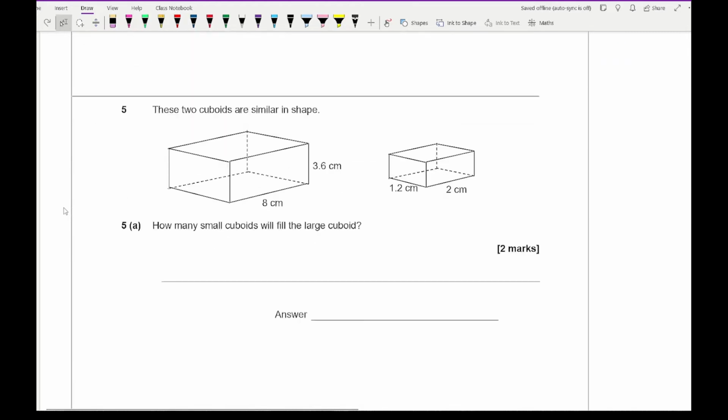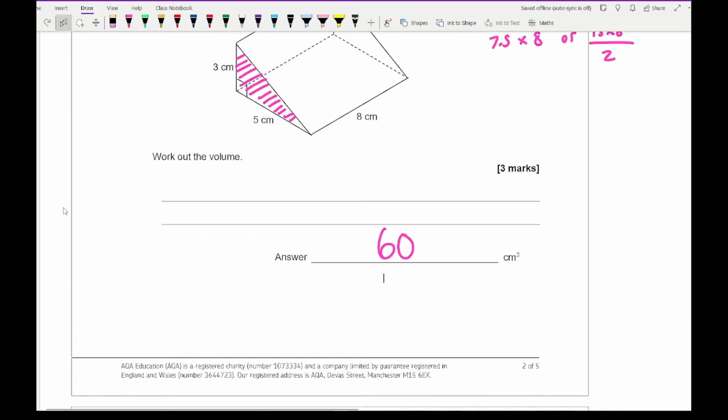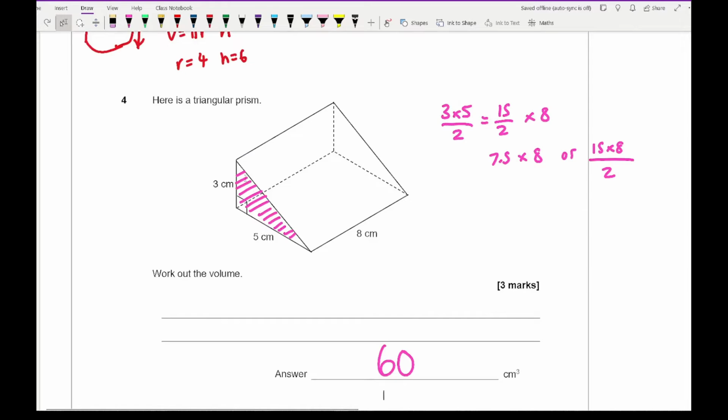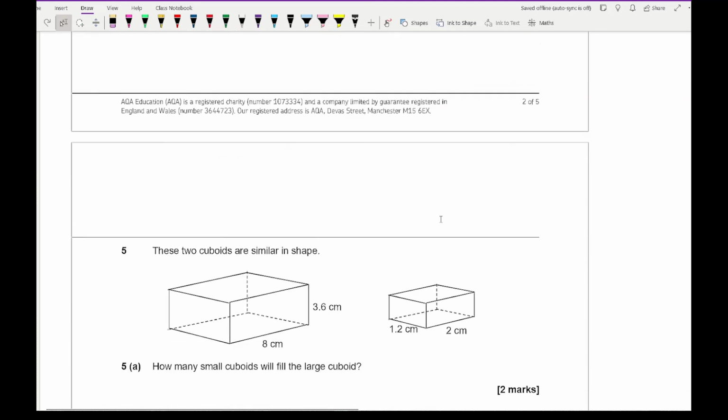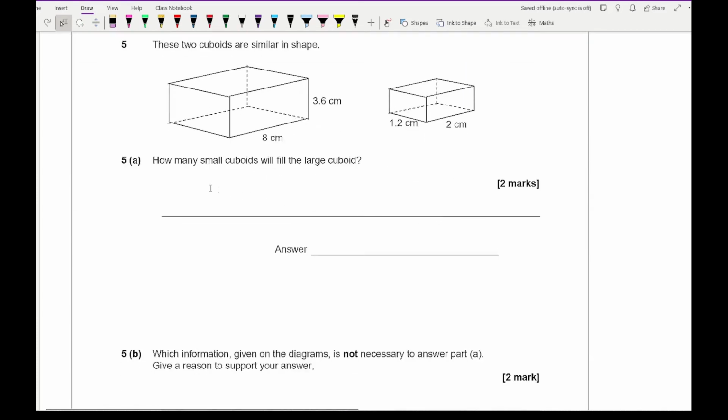Then moving on to question 5. Just to go back on question 4, always make sure that you are showing that you're working out the area of the triangle, or it's evident which part of your working out is the area of the triangle. Then multiply it by 8, because you want to show that times 8, and then that will give you the answer of 60. Moving on to question 5, it says these two cuboids are similar in shape.